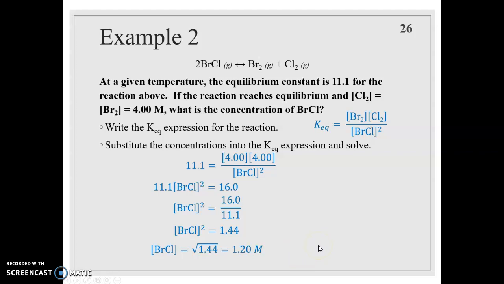Right, those two examples pretty much are going to cover the extent in honors chemistry of what you would be expected to do with equilibrium constants.